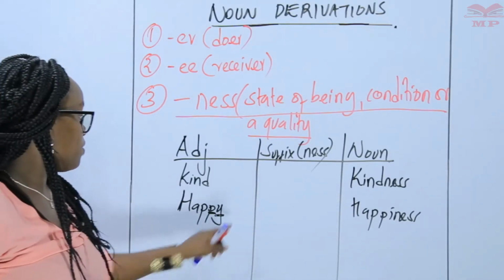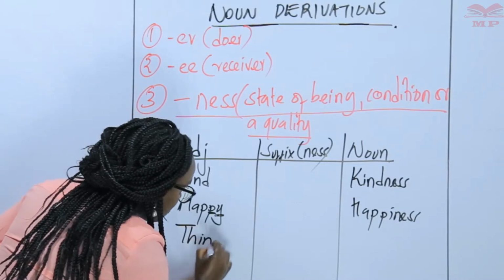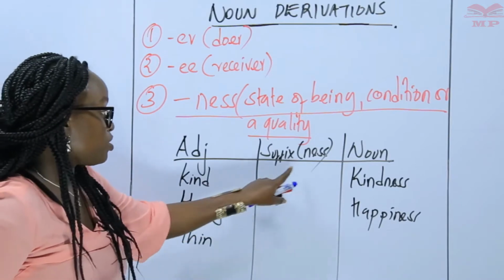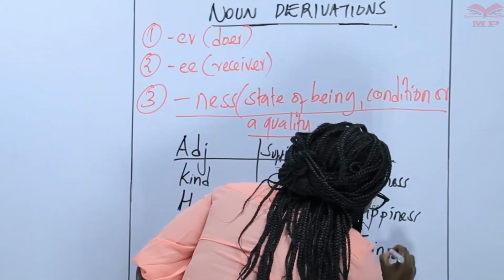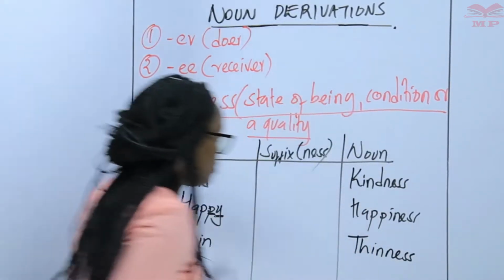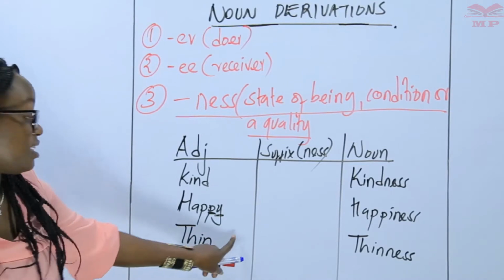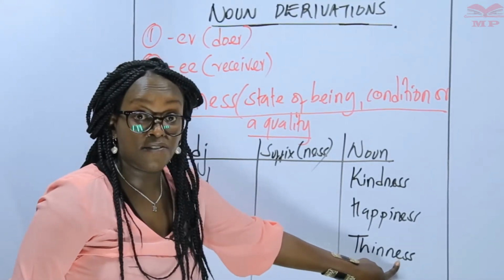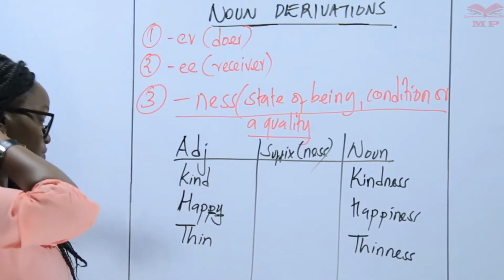But when we look at another adjective, like thin, if you want to form a noun from this using this suffix, it becomes thinness. In this case, we do not need to drop the n. We just retain the n and then add the suffix. So make sure that you take note of that.